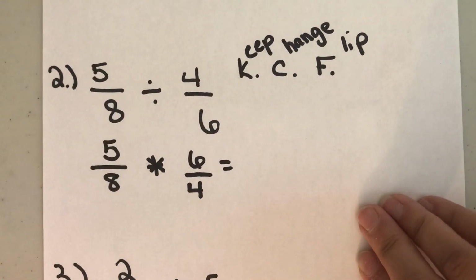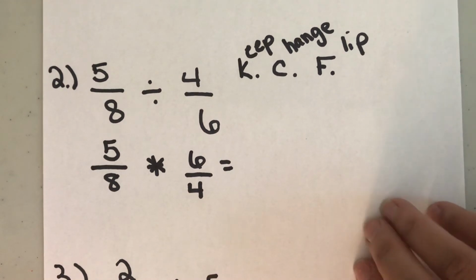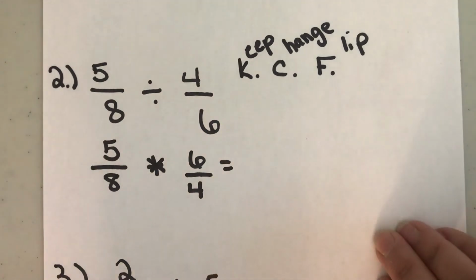And then you follow the rules of multiplication. So with division, it actually is exactly the same as multiplication. The only difference is you have to actually change it to multiplication and remember to flip the second fraction. 4/6 becomes 6/4. That's also called a reciprocal. Flipping over a fraction is called taking the reciprocal.